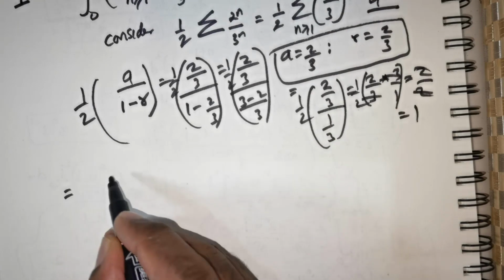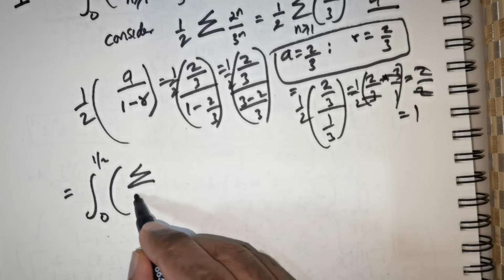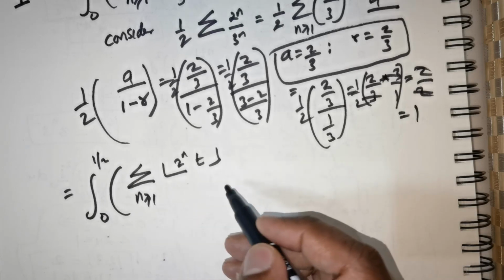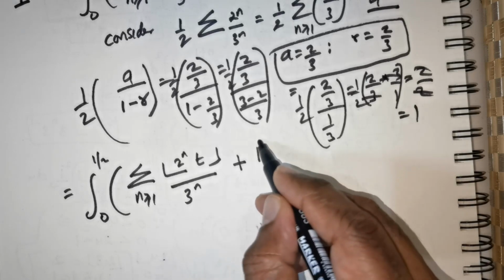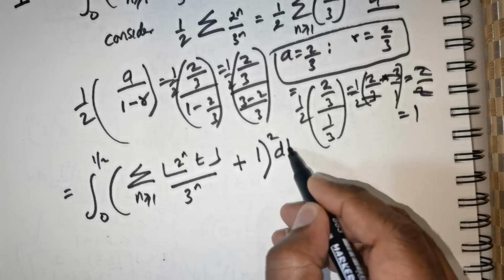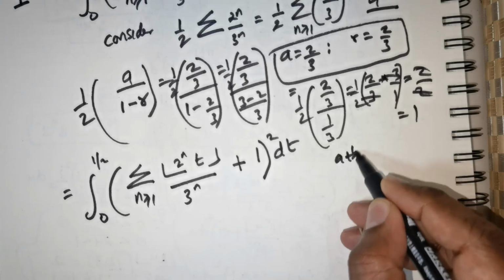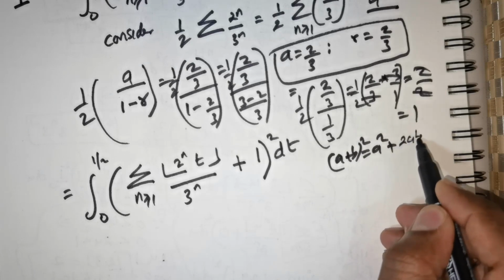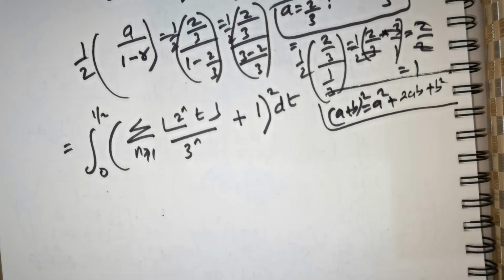So this is equal to integral 0 to 1 over 2, sigma n greater than or equal to 1, floor of 2 raised to the power of n times t, divided by 3 raised to the power of n, this is raised to the power of 2, times dt. Now, I would like to utilize the (a plus b) raised to the power of 2 formula, which is a square plus 2ab plus b square.